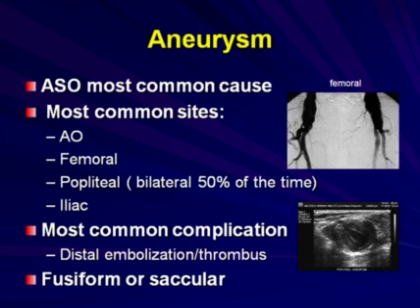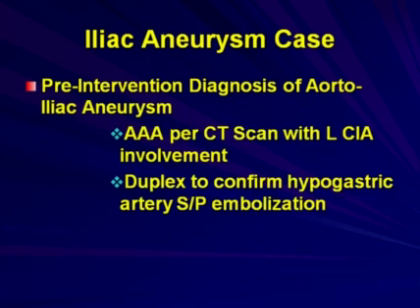The most common sites for aneurysms are aortofemoral, popliteal, and those are bilateral about 50% of the time, and iliacs. And the most common complication associated with the aneurysm is distal embolization and thrombus. And again, these can be fusiform or saccular, but most of them are fusiform. Let's look at an iliac aneurysm case. We often see iliac aneurysms associated with aortic aneurysms.